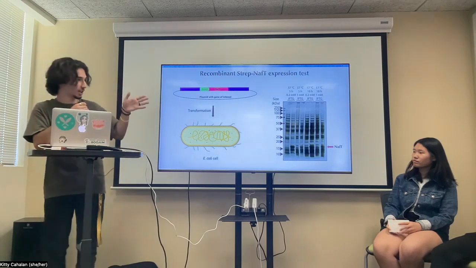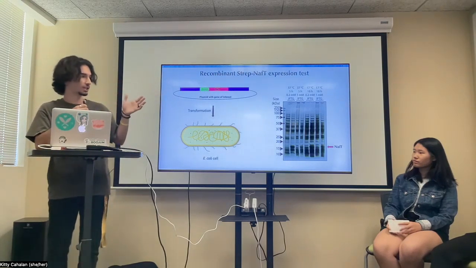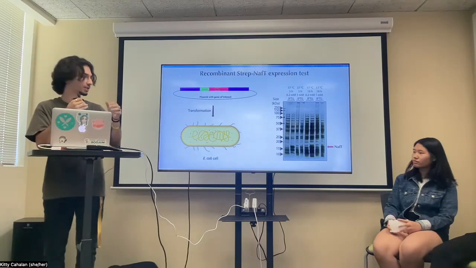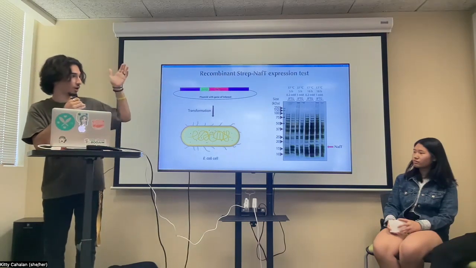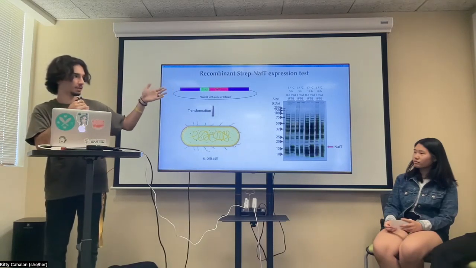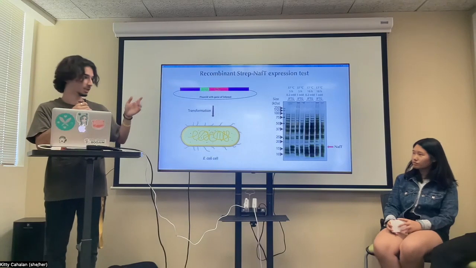We then ran some gels under various conditions to see which condition had the best production of NAFT. Our conditions were 37 Celsius and 17 Celsius, either at 0.2 millimolar IPTG or at 1 millimolar IPTG.